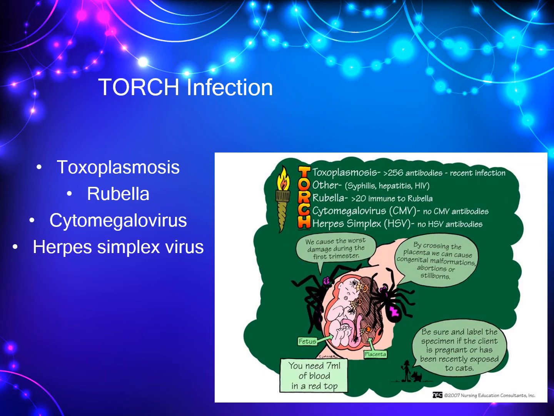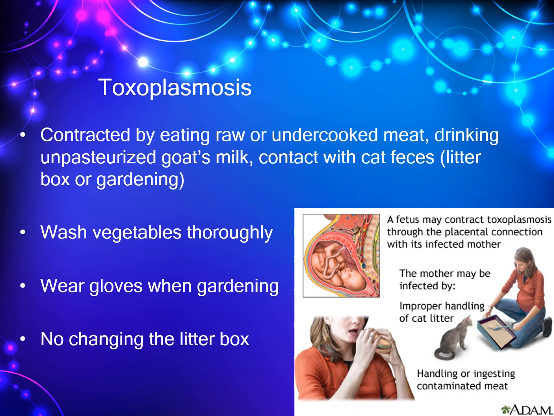Torch infections. So a torch infection is a group of perinatal infections that includes toxoplasmosis, rubella, cytomegalovirus, and herpes simplex virus. All right, so toxoplasmosis, this is contracted by eating raw or undercooked meat, especially pork, beef, lamb, and caribou. It can also be contracted by drinking unpasteurized goat's milk or contact with cat feces, whether changing a litter box or gardening.